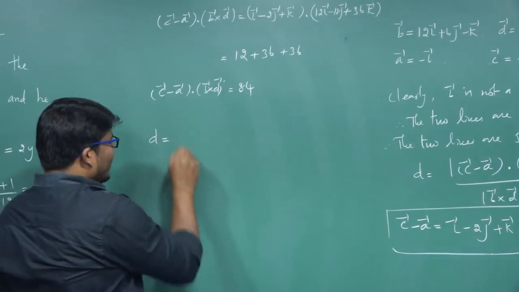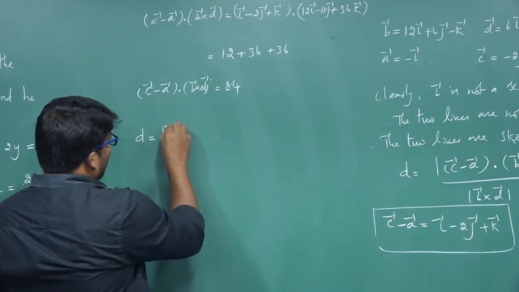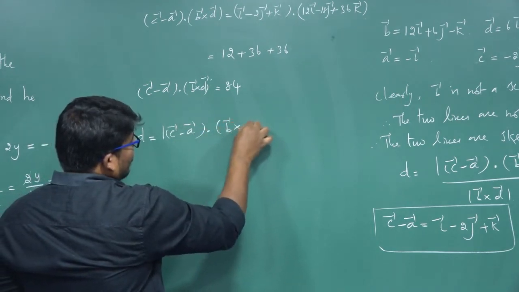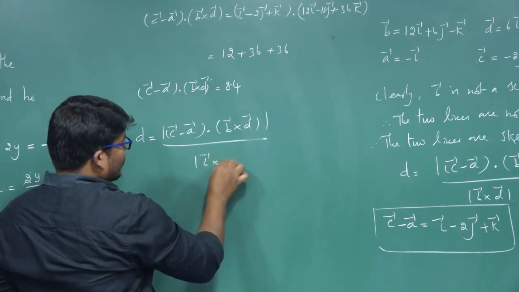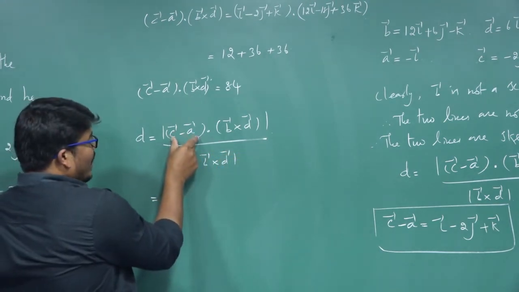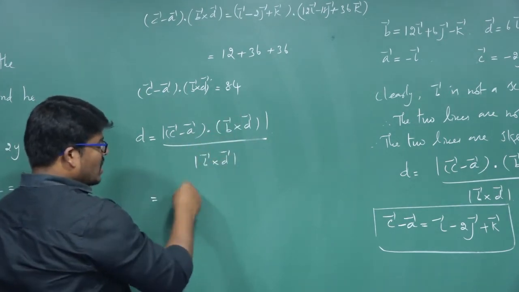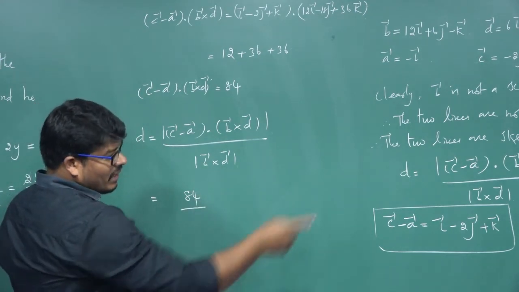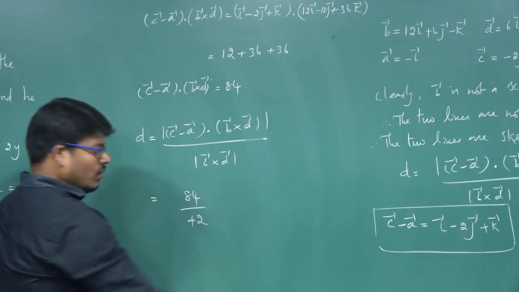Now find the distance. You already know the distance formula: modulus of C vector minus A vector dot B vector cross D vector, divided by modulus of B vector cross D vector. Now substitute the values. C vector minus A vector dot B vector cross D vector has value 84, so modulus of 84 is 84, divided by modulus of B vector cross D vector, which we already found. Modulus of B cross D is 42.